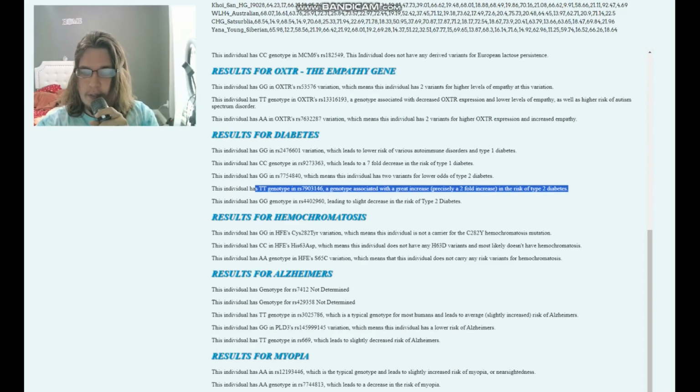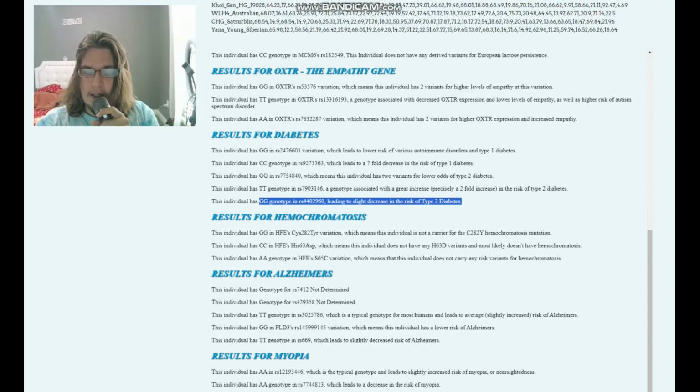Okay, this is one of the risk variations. And GG genotype here, leading to a slight decrease in the risk of type 2 diabetes. So probably not diabetic. There is only one variation for increased risk, and probably she was not. Well, you know what I'm saying, probably. I don't think any gorillas are diabetic. Or are they? I don't know. Didn't do my research into that part of the video.